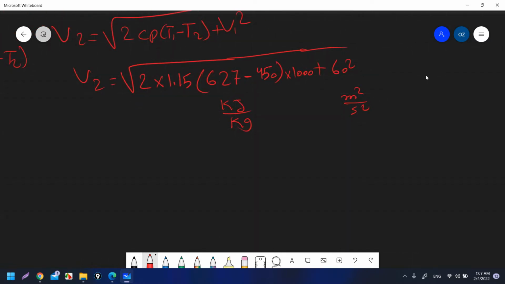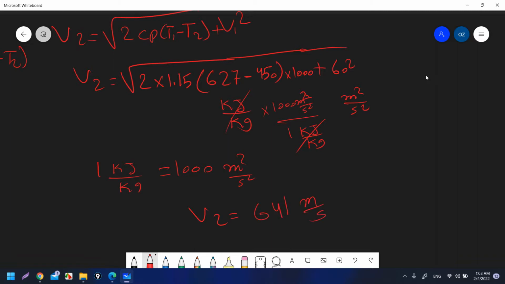We know that the conversion factor is 1 kilojoule per kilogram is equal to 1000 meters squared over second squared. So this is in kilojoule per kilogram, so I will multiply by 1000 meters squared over second squared. And here is 1 kilojoule per kilogram, so they will cancel each other, and the remaining is meter squared over second squared, and this one is meter squared over second squared. So V2 at the end will give me 641 meter per second. So be careful not to forget to multiply by 1000.